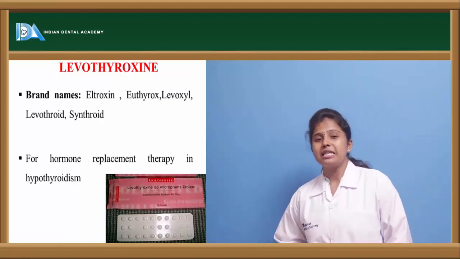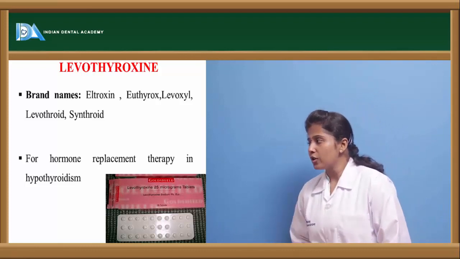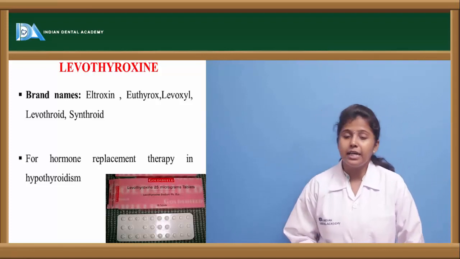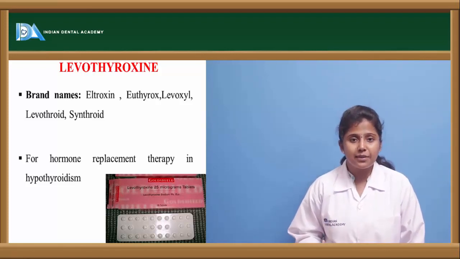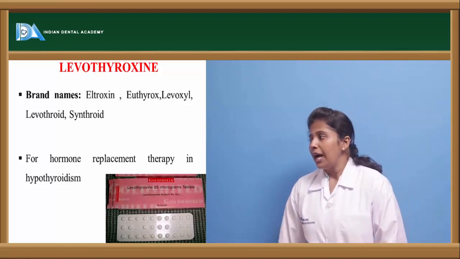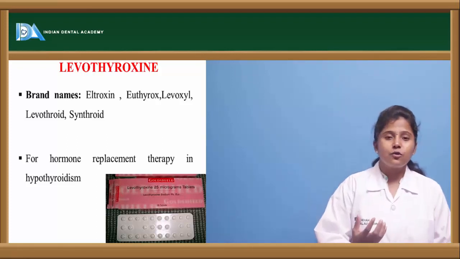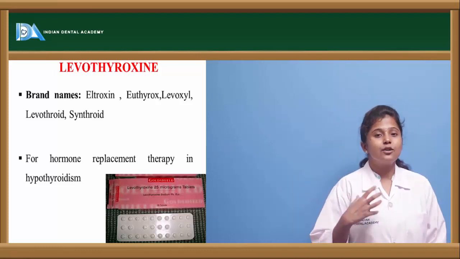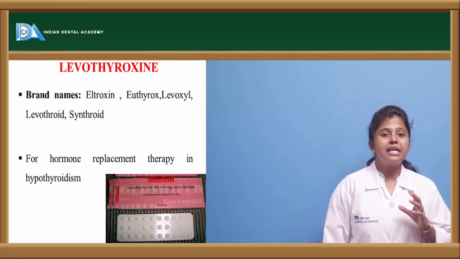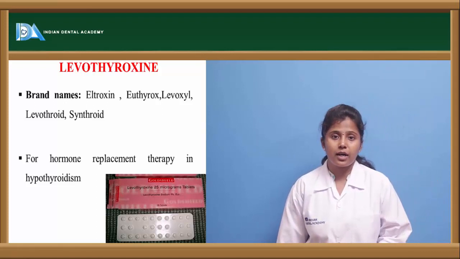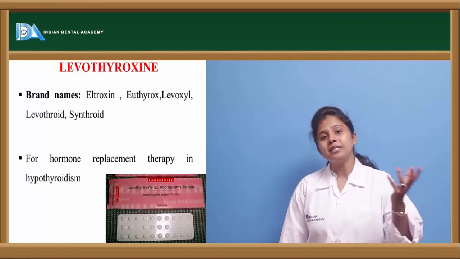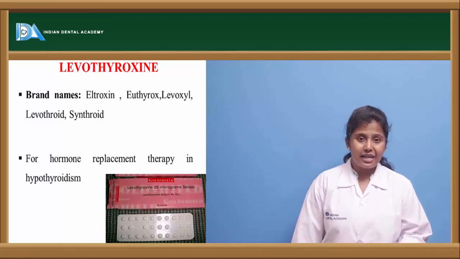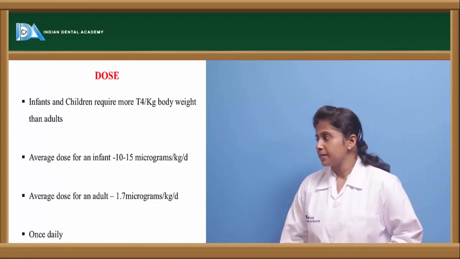Levothyroxine is marketed as L-Thyroxin, Euthrox, Levoxyl, Levothroid and Synthroid. These are a few of the marketed preparations of levothyroxine, which is a hormone replacement therapy. So what does it do? These are thyroid hormone supplements that are similar in structure to the thyroid hormone, and thereby they replace the thyroid hormone and aid in proper functioning.